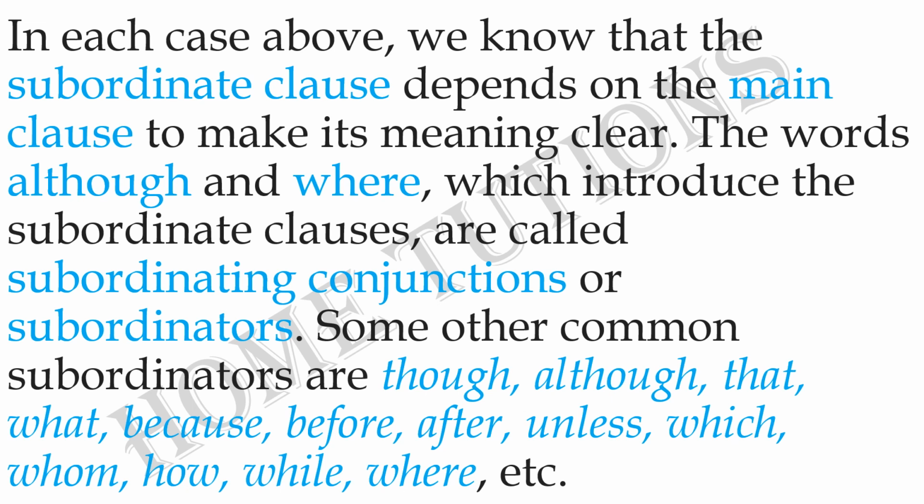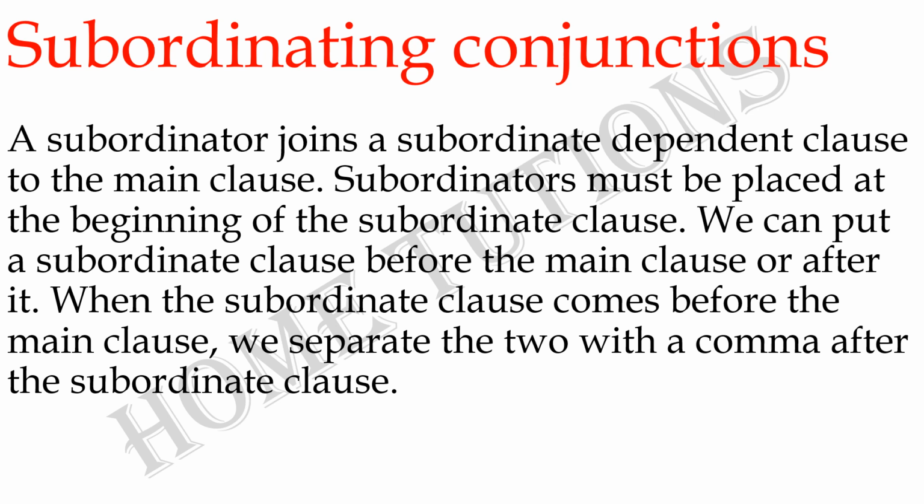Subordinating conjunctions. A subordinator joins a subordinate dependent clause to the main clause. Subordinators must be placed at the beginning of the subordinate clause. We can put a subordinate clause before the main clause or after it. When the subordinate clause comes before the main clause, we separate the two with a comma after the subordinate clause.